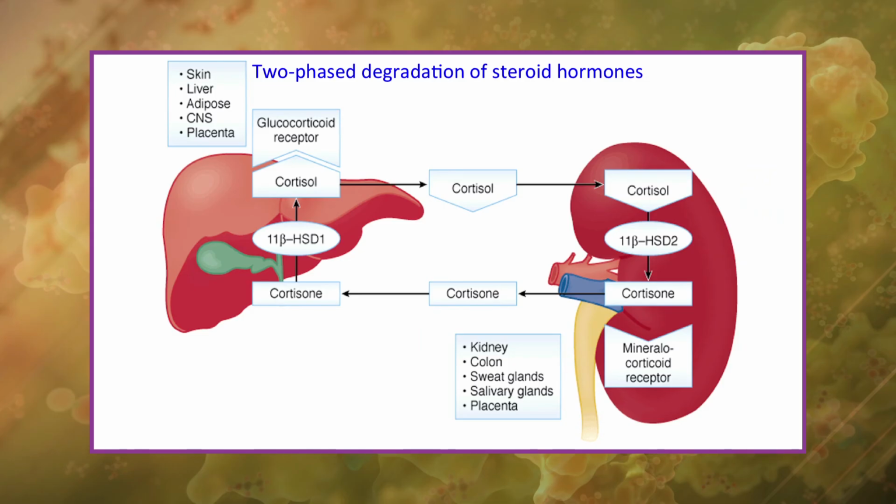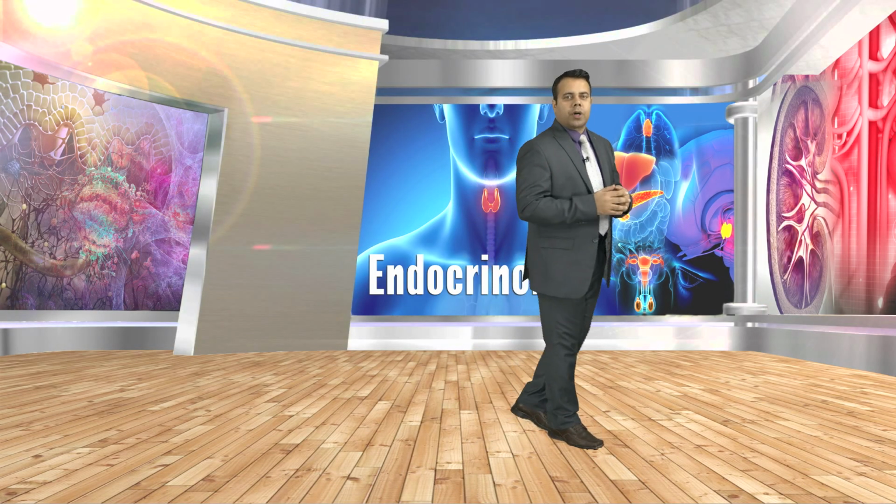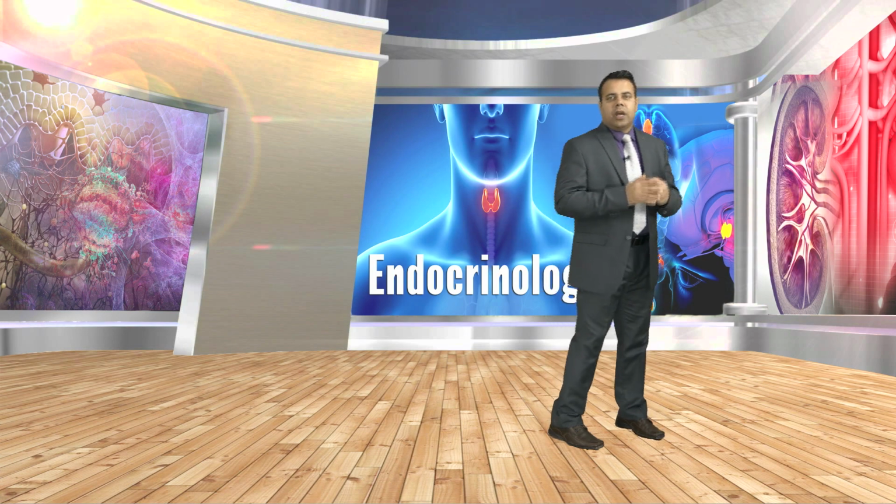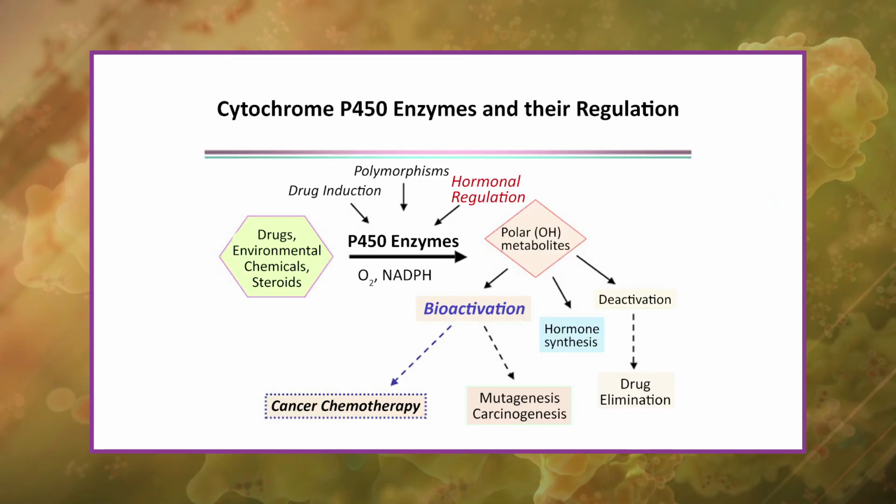Steroids are degraded by a two-phase process in the liver and in the kidneys. This process inactivates the steroids and makes them more water soluble for excretion. In phase 1, enzymes such as cytochrome P450 or CYP add functional groups such as hydroxyl groups. These metabolites are then conjugated to glucuronic acid or sulfates by transferase enzymes as is shown in the figure.